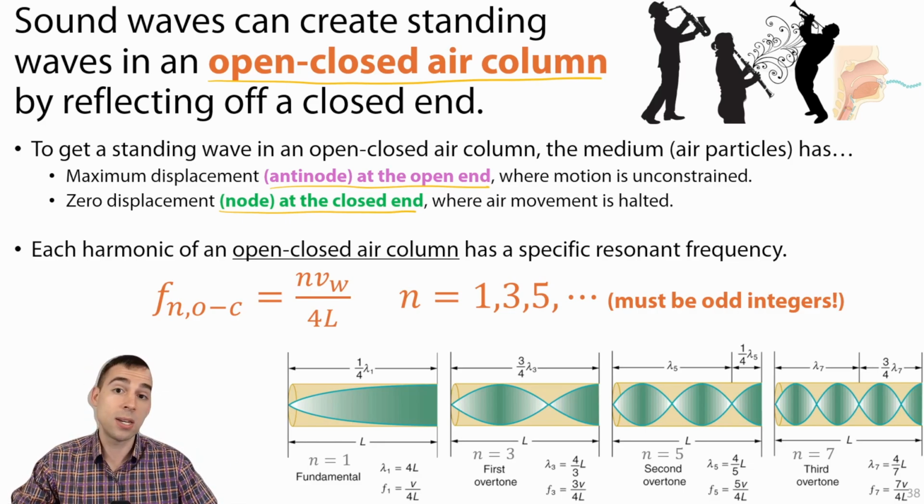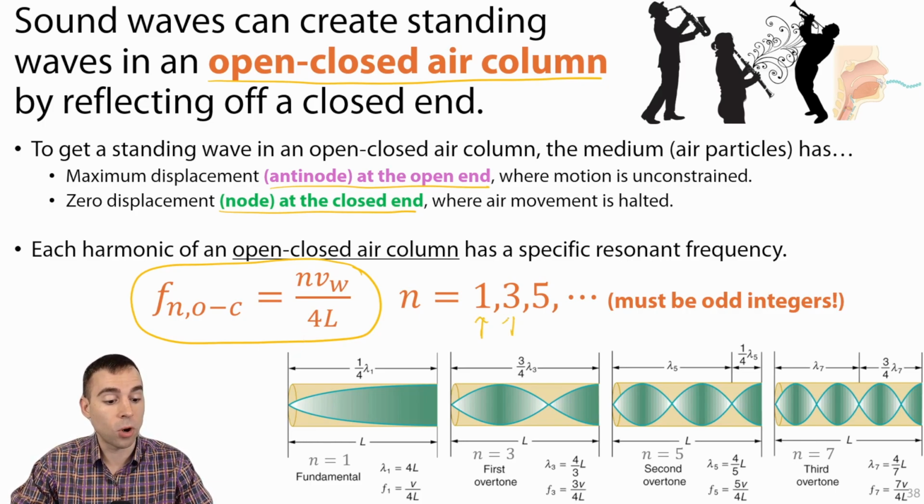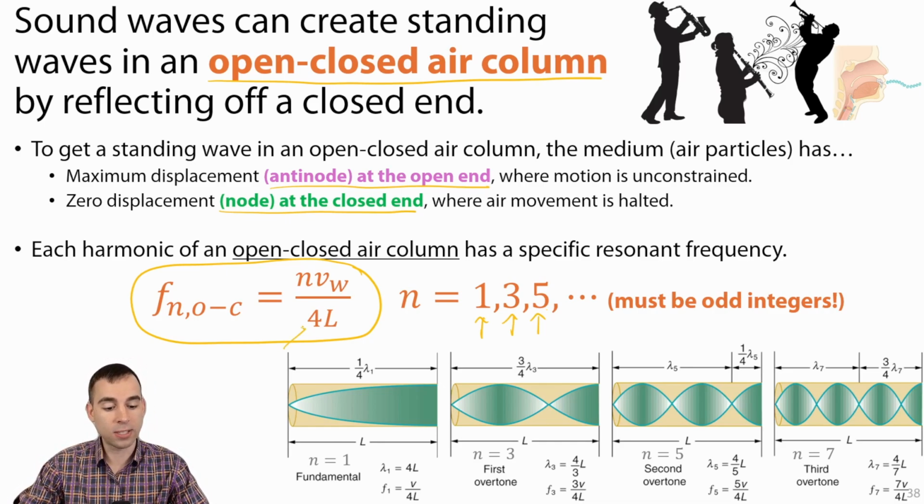And we can use this formula to calculate the frequency of an open-closed air column at different harmonic levels. It's important to note that this equation is different than that for the string that is fixed at both ends. The harmonic numbers for an open-closed air column will only ever be odd integers, and it has this little sneaky 4 that snuck into the equation as well.